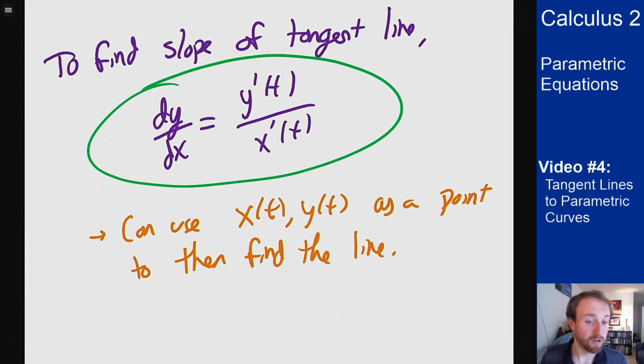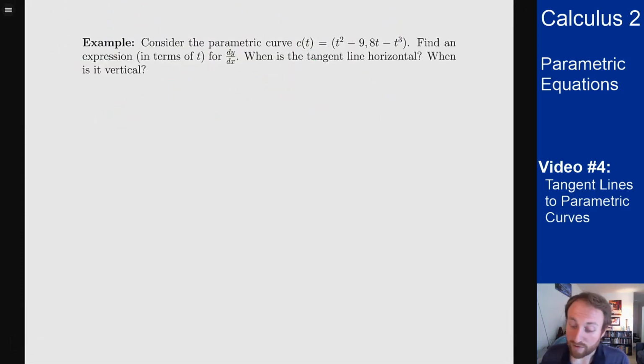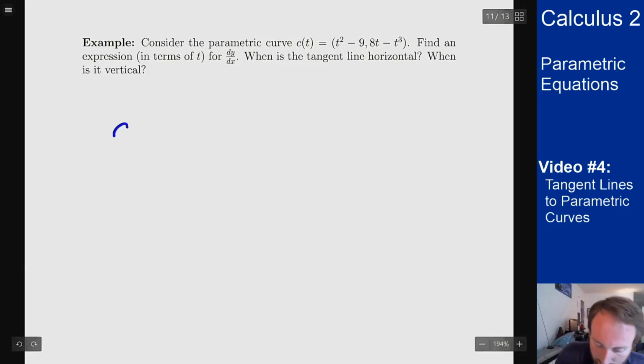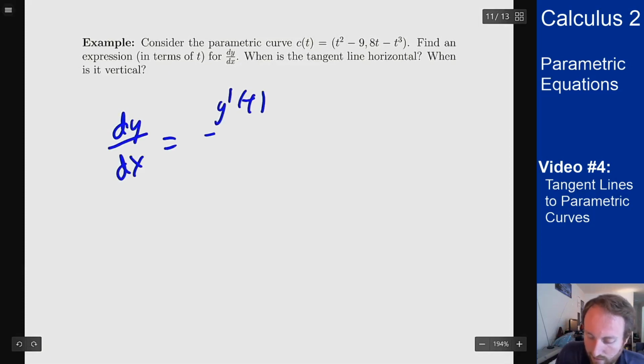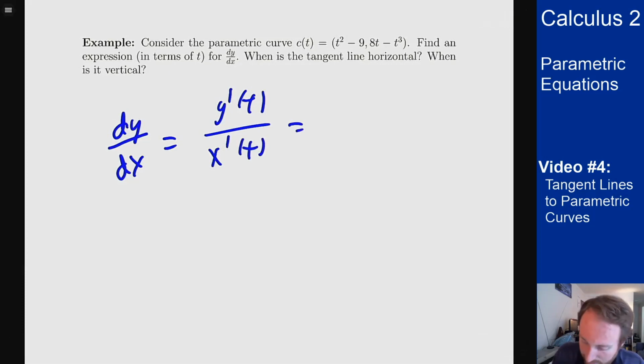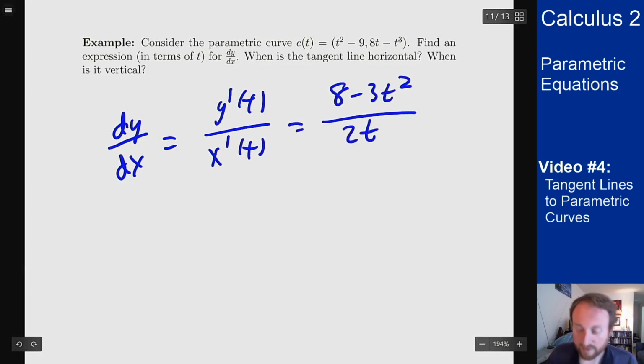Let's see an example of what this might look like. As an example, we have the parametric curve c of t is t squared minus 9, 8t minus t cubed. I want to find an expression in terms of t for dy dx, and figure out when the tangent line is horizontal and when it's vertical. So this is just our formula from before. Dy dx should be y prime of t over x prime of t, which I can just figure out is 8 minus 3t squared over 2t.